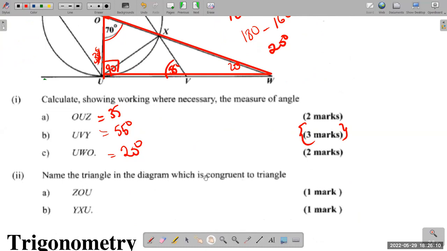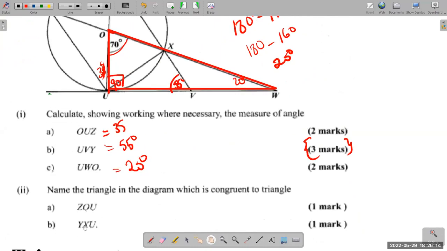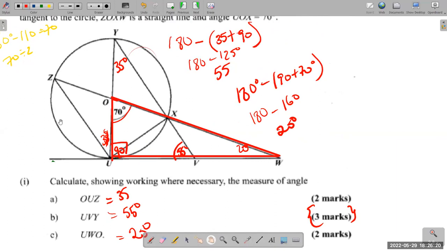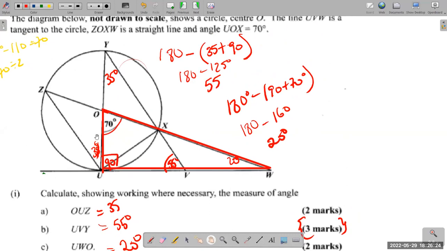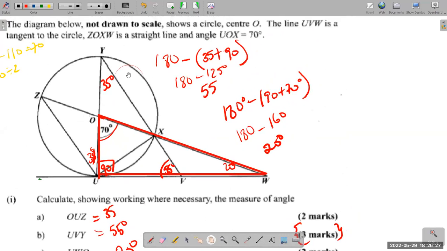Now this is easy. Name the triangle in the diagram which is congruent to triangle ZOU. Congruent means the same size, same angles. ZOU. Where's ZOU? Which is the triangle that's congruent to that? What's the name of it? It's right there in your face. We talked about it just a while ago.